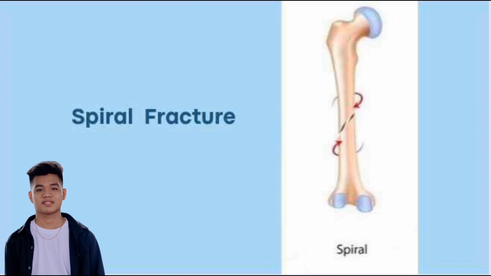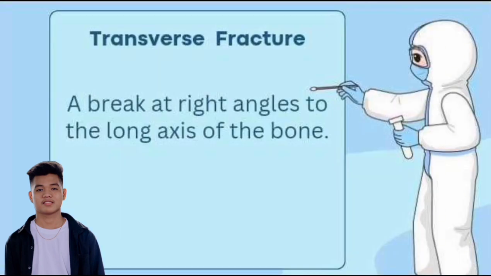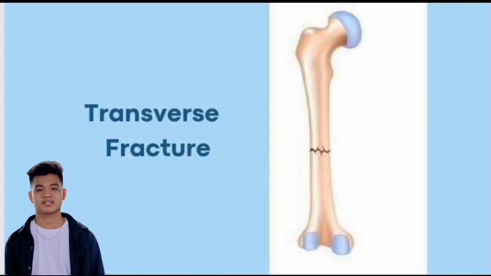So, next is transverse fracture. So, transverse fracture is a break at right angle to the long axis of the bone. So, a transverse fracture is a straight break that goes across the bone. So, this fracture often happens when a bone is hit directly from the side. So, nangyayari itong fracture na ito pag nahihit yung bone natin directly from the side po.